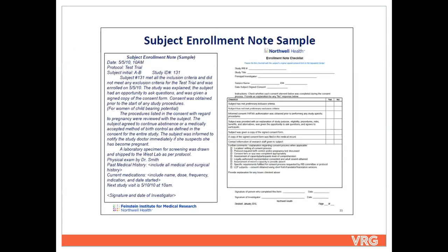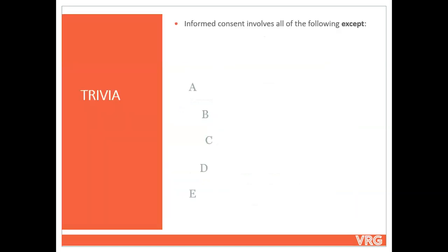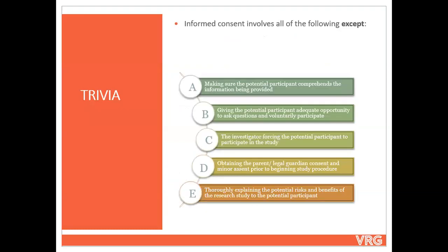So you can see an example of an enrollment note here. On the left-hand side, you would have a little bit of text where you would explain how consent was obtained, what questions were asked, etc. And then you have typically something like a little checklist for the standard items, such as a copy was given to the participant, no procedures were done before consent, etc. You can just check those off and then sign and date at the bottom. So this was information on informed consent.